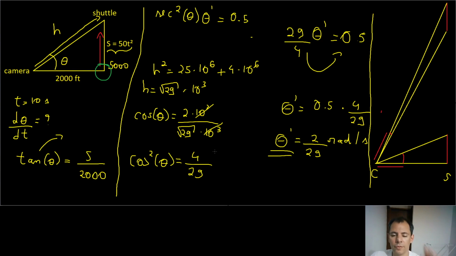So what is the final answer? At 10 seconds, after the shuttle went up, when the shuttle is at 5,000 feet from the ground, vertically up, the rate of change of theta of the camera looking at the shuttle from the ground all the way up to the shuttle is going to be 2 divided by 29 radians per second.